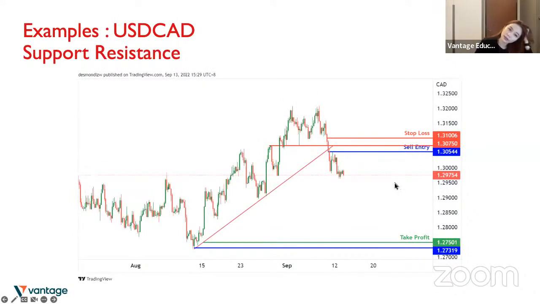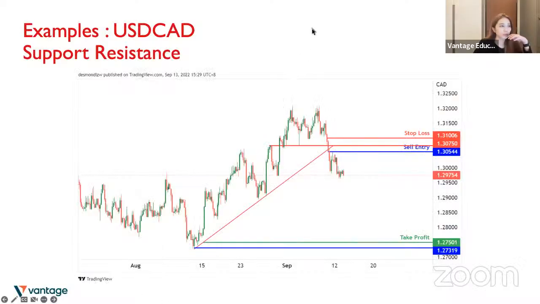Let's look at the next one. We are looking at CAD for support resistance stop loss. In this case, we are capturing an upward movement prior, and then a downward fall. We are looking at 1.30750 as a support resistance overlap. Previously, in an earlier stage over here, let me just draw.